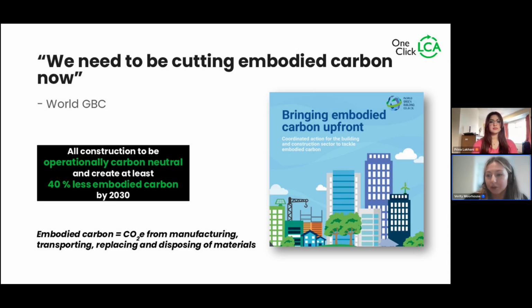In terms of what we're doing about it, there are already a number of initiatives, regulations, and guidance released to help us meet our targets in terms of carbon reduction. So, for example, there's the London Plan.